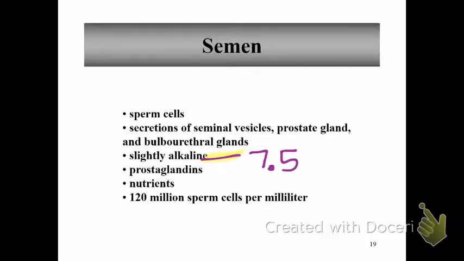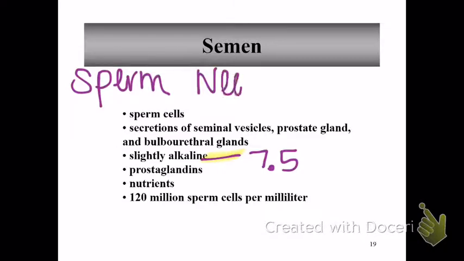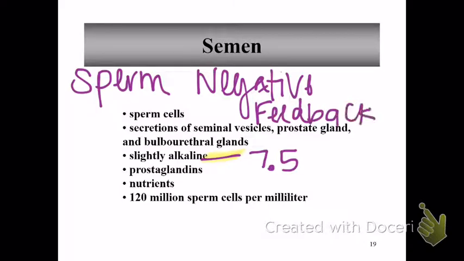And I want you to write this in. Sperm is negative feedback, and it's on a slide later, but let's write it in anyway. Negative feedback, and we know what that is already. When all the sperm is gone, they make more. When they have a lot, they need to release it, so then they make more. So it's a negative feedback process.